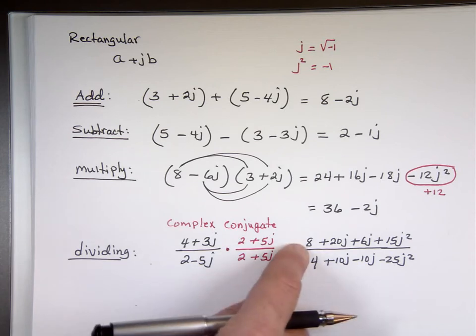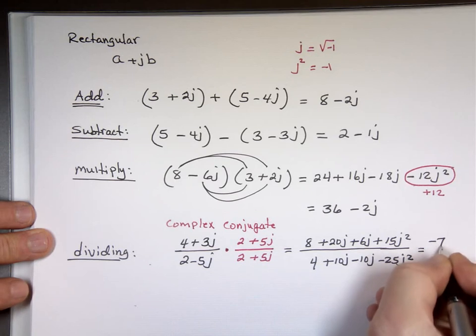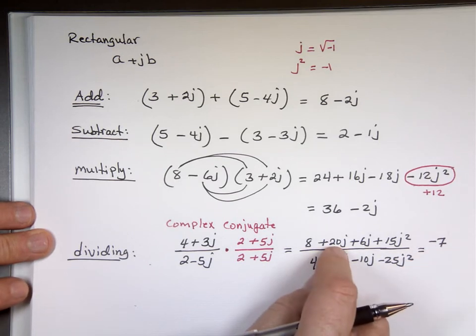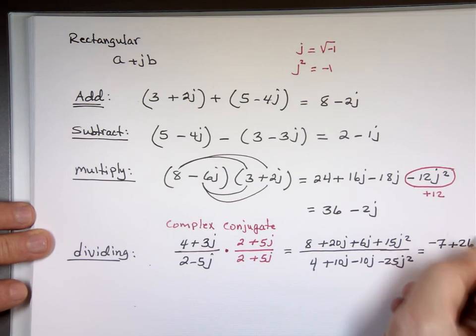What's 8 minus 15? Negative 7. What's 20 plus 6? 26j.